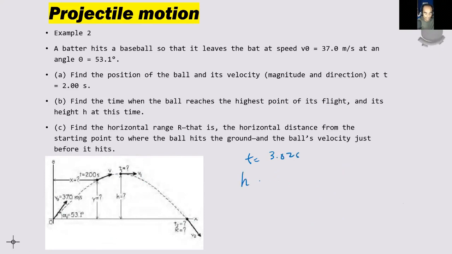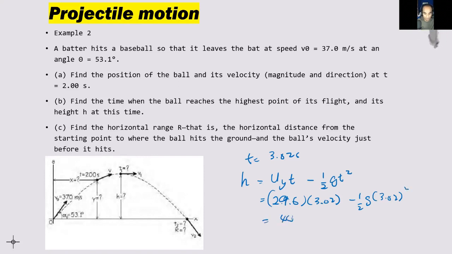So the height h equals Uy t minus 1 over 2 g t squared. So 29.6 times 3.02 minus 1 over 2 times 9.80 times 3.02 squared, and you have a height of 44.7 meters. So it means that the highest point is 44.7 meters.